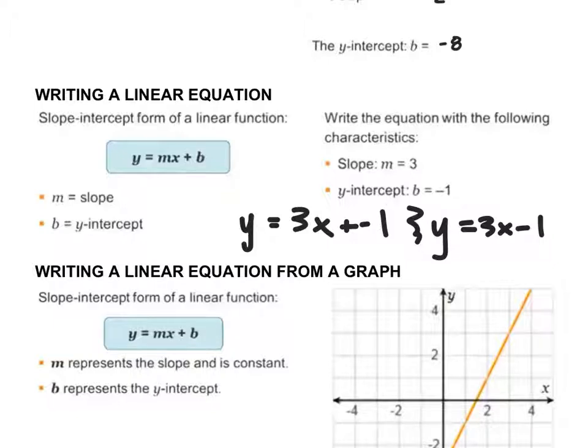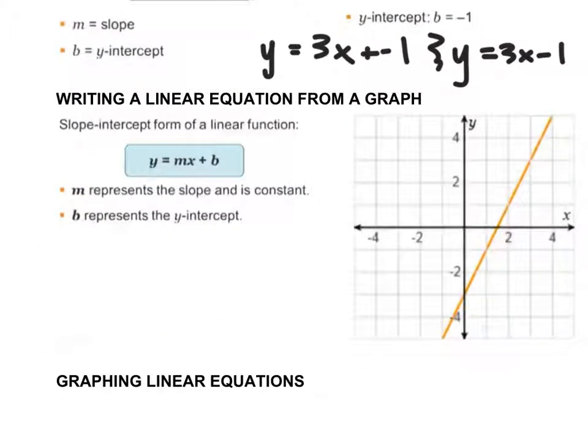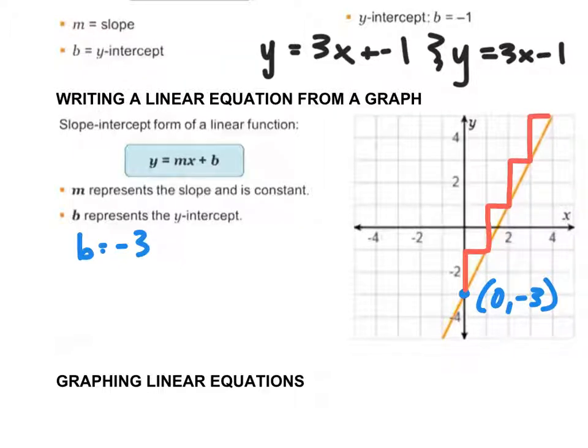Now I can also do this from a graph. I can identify my y-intercept, so b, and let's use blue for b. My y-intercept is right here. I know that this point is the point (0, -3), so b is equal to -3. Then I can figure out the slope. I can make my stair step, and I have to look at my scale, but what I know is that I rise up 2 and I run 1. Rise 2, run 1, 2 over 1.